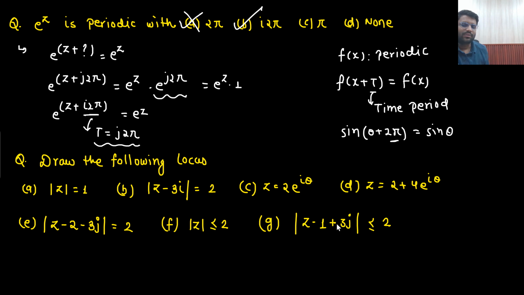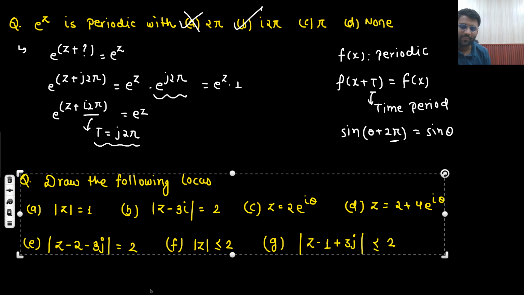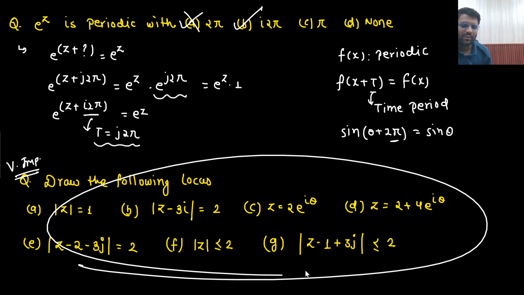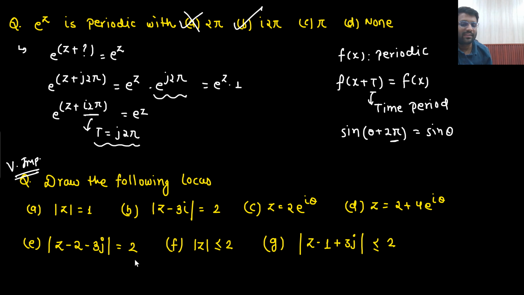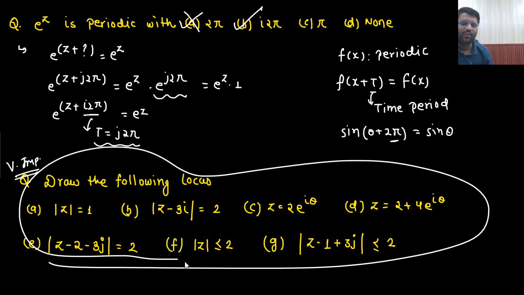Okay. This question we need to solve now. We need to draw the following locus: mod of z equals 1, mod of z minus 3i equals 2, z equals 2 e to the power iota theta. These loci we need to draw. They are very, very important, because 99% chances are there that you would require this knowledge. The question will not come from here, but you would require this knowledge to solve the question of complex integral in your examination. And most of the chances are that the question would come from complex integral only. So if you want to solve the question of complex integral, then the knowledge of this question would be required.